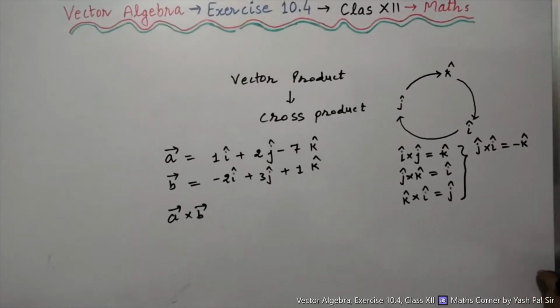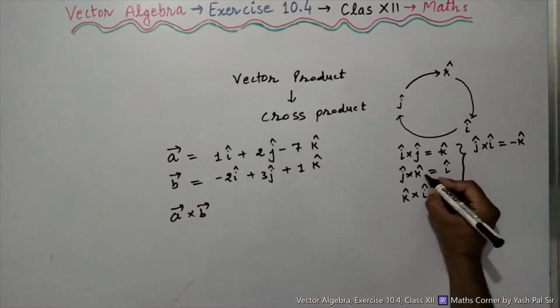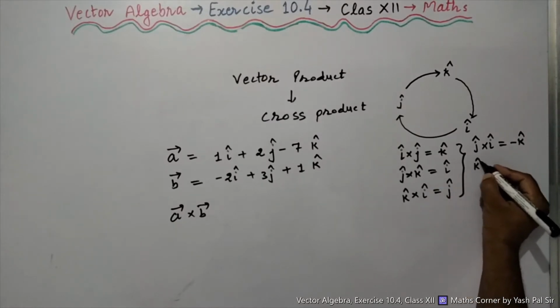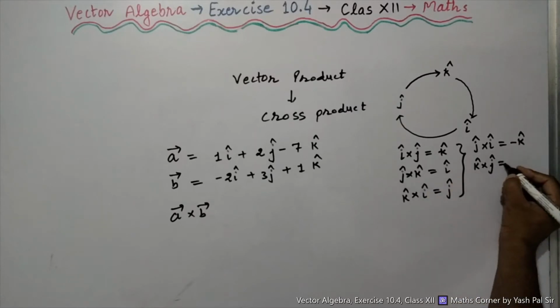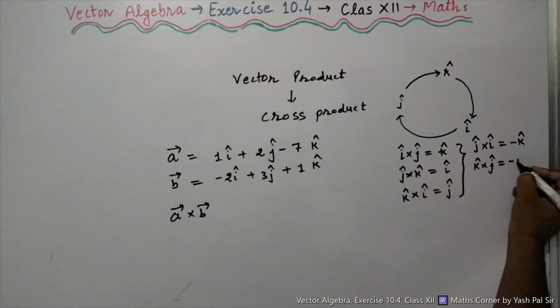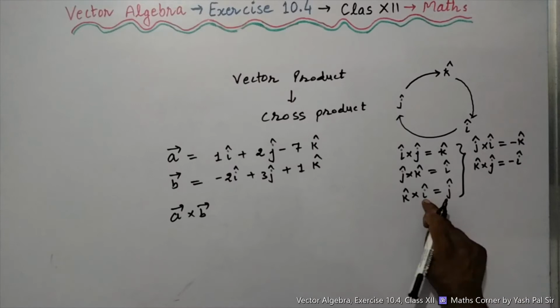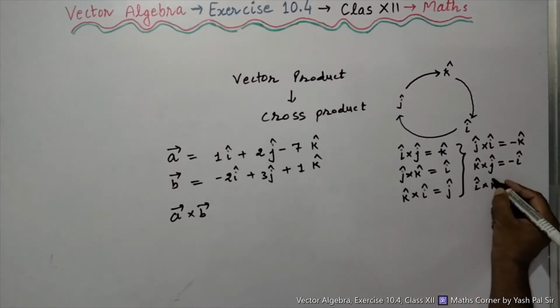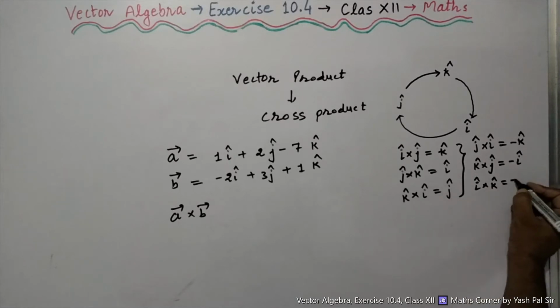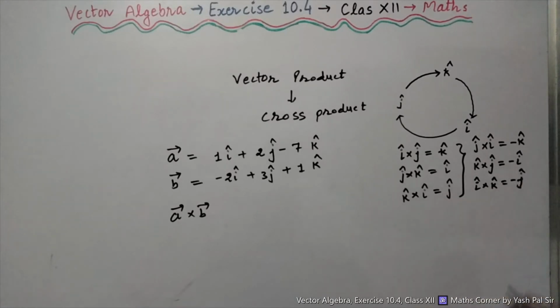Similarly, K cross J, reverse order, is equal to minus I. And I cross K is equal to minus J.